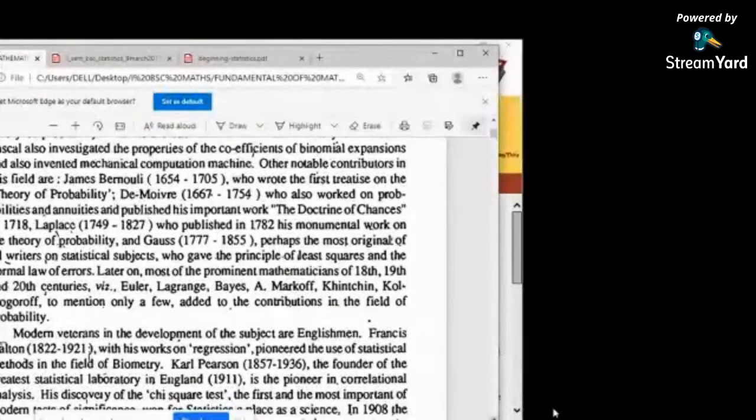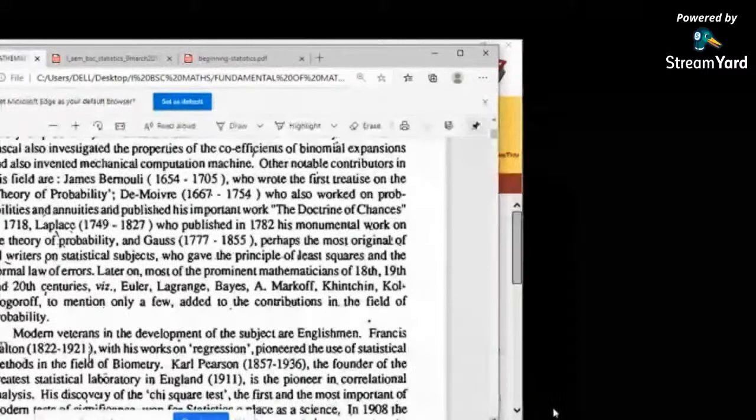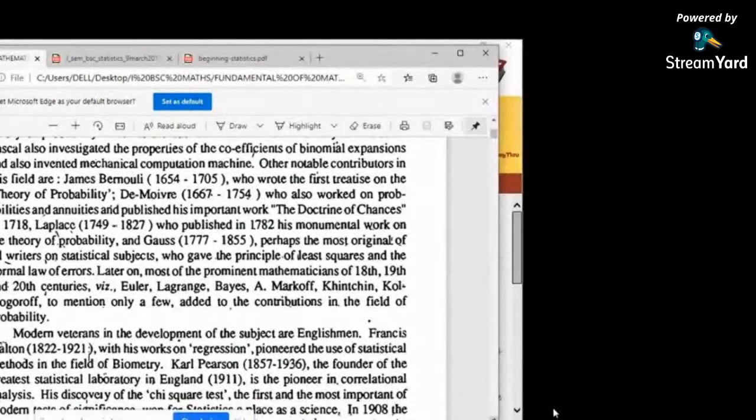Markov, Khinchin, Kolmogorov. We are studying Kolmogorov's central limit theorem and Kolmogorov's law of large numbers. Markov problems, Markov theorem, Lagrange's methods, Bayes theorem, everything we will study. These were developed during this period. You can see it on the screen. You can read all the historical aspects from this book. No problem.